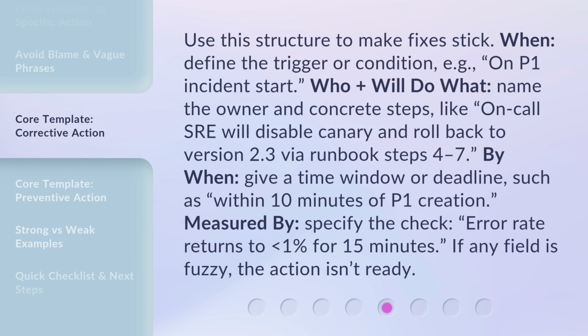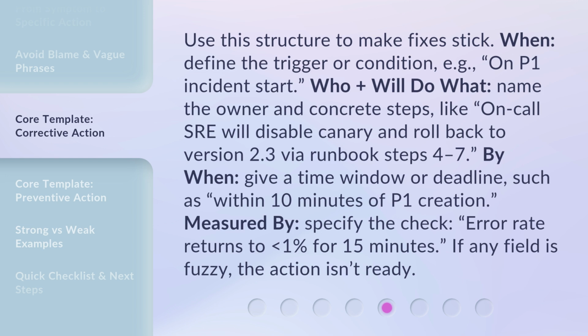Use this structure to make fixes stick. When: define the trigger or condition, e.g., on P1 incident start. Who plus will do what: name the owner and concrete steps, like "on-call SRE will disable canary and roll back to version 2.3 via runbook steps 4 to 7." By when: give a time window or deadline, such as within 10 minutes of P1 creation.